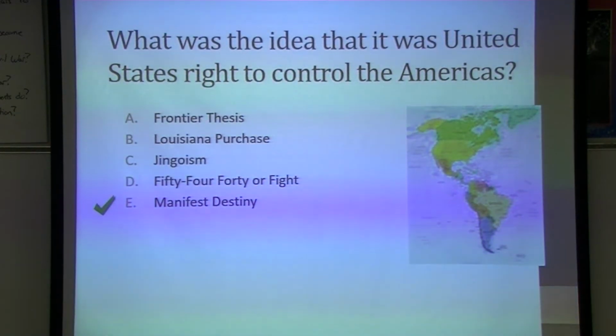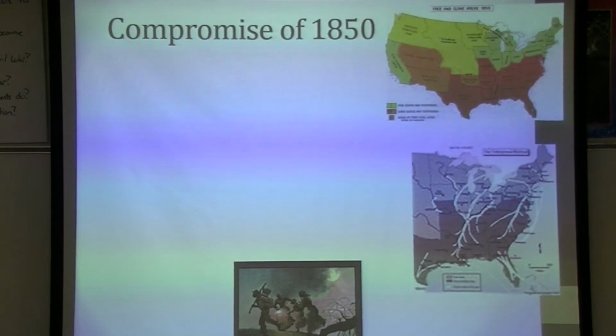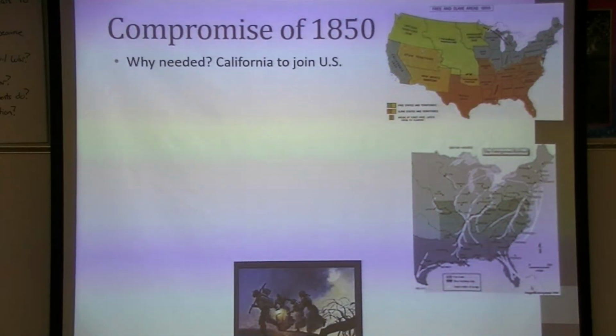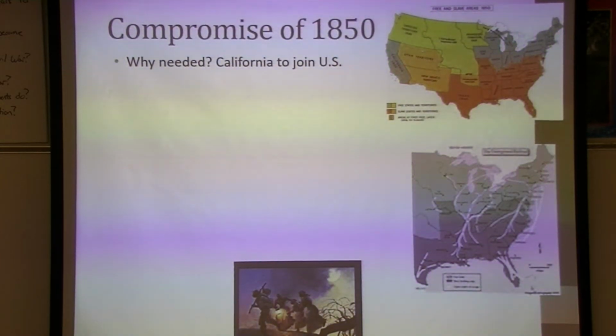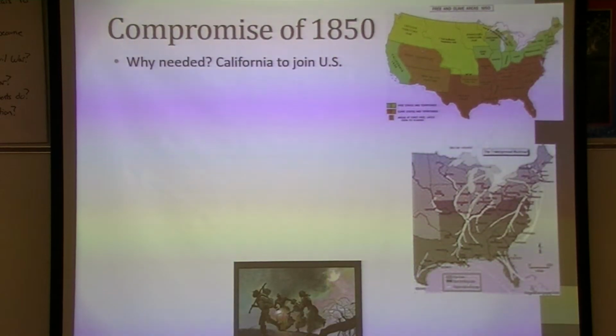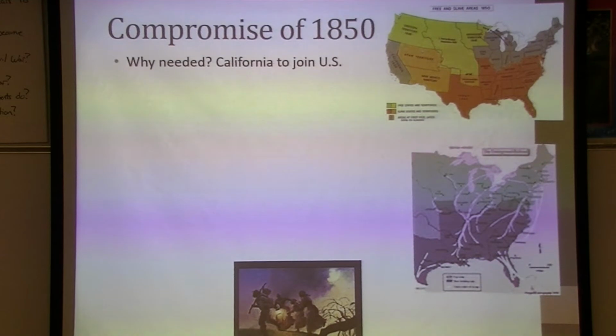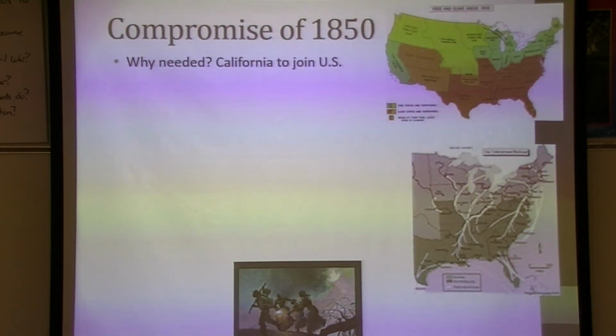Okay, manifest destiny, what we were just discussing. The Compromise of 1850 occurred because California, after the gold rush, had a lot of people that had come and occupied it. So what was needed was for them to become a state. The United States wanted to make sure that California did not become their own country. They wanted their gold. There was talk to divide California up into multiple states. They wanted to be one state.